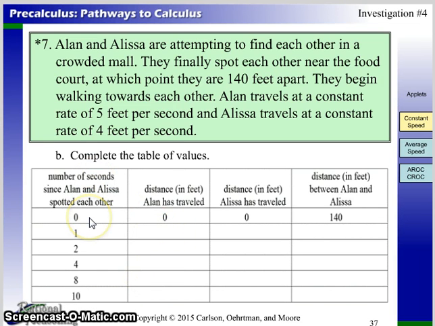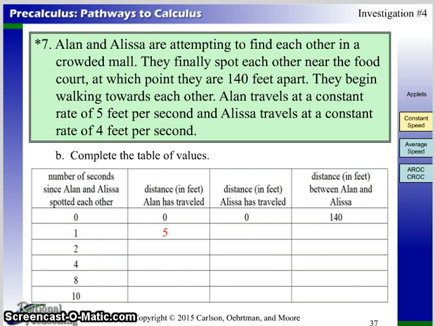When it's 0 seconds since the two people spotted each other, Alan hasn't traveled any amount of feet since he spotted Alissa. Alissa has not traveled since she spotted Alan, if 0 seconds have elapsed. And their distance, which is going to be changing, is 140 feet apart right when they spot each other.